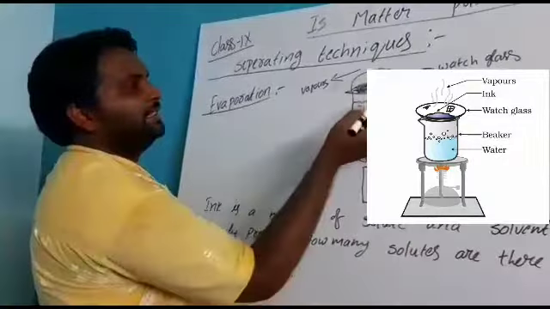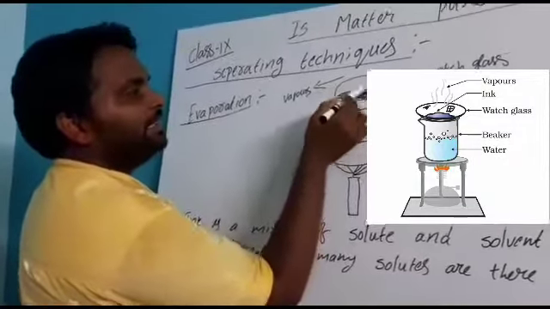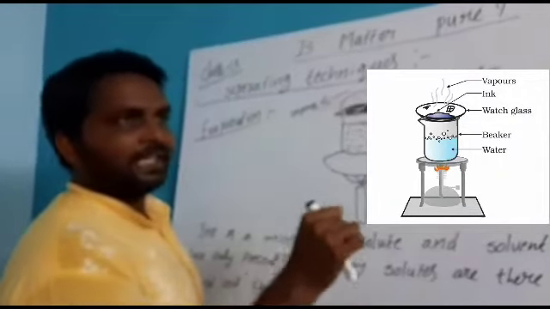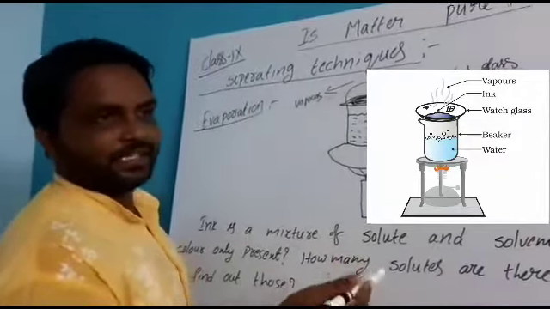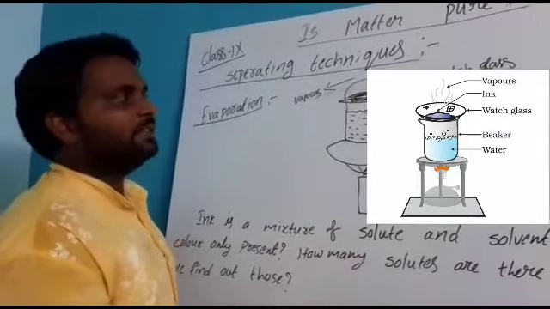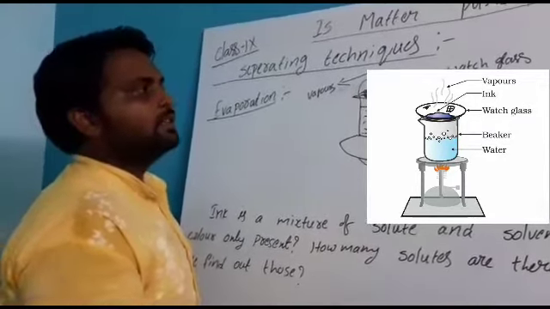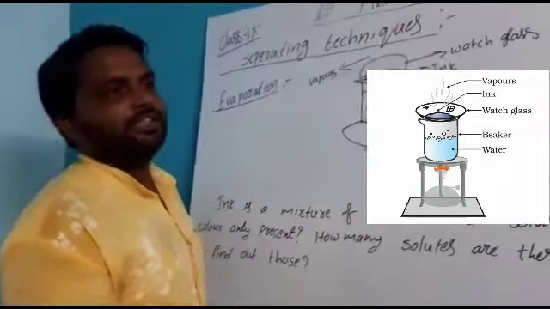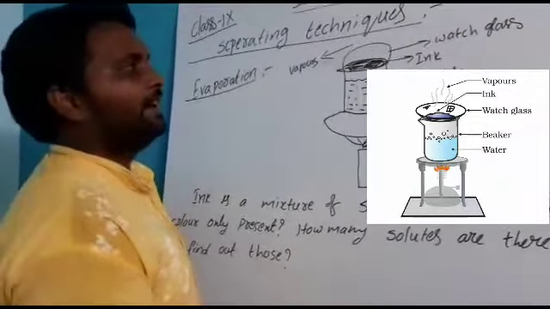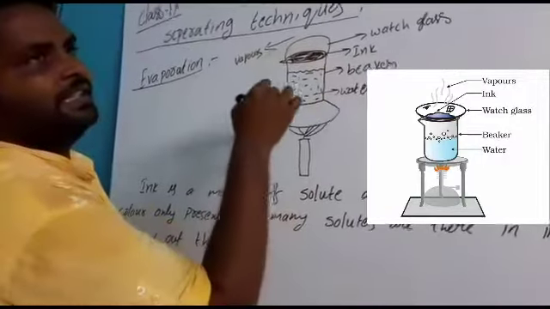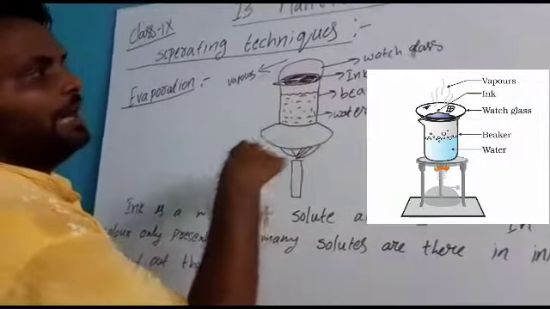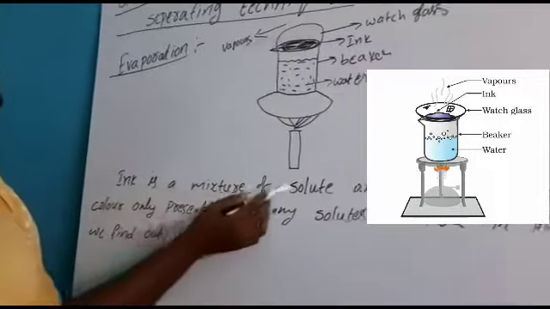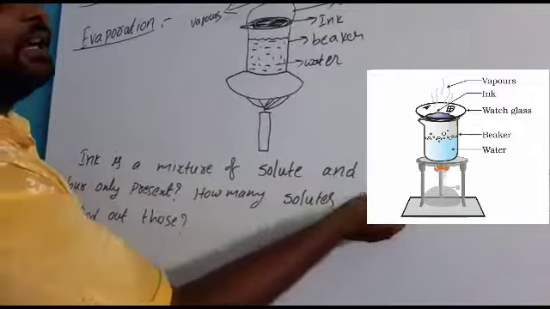Can you guess what the watch glass is containing? Ink and water. Can you guess which is the solvent and which is the solute in these substances? In our last video we discussed solute and solvent. The one in less quantity is the solute, and the one in high quantity is the solvent. So ink is in less quantity, so it is the solute, and water is the solvent. So ink is a mixture of solute and solvent. What is that solvent? Water.